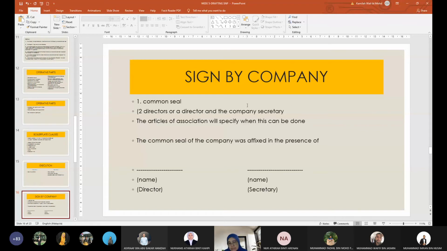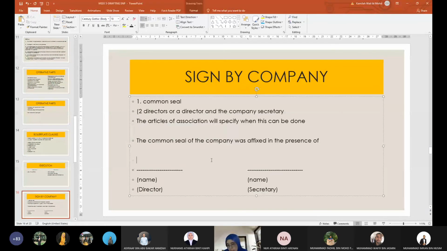So biasanya untuk attestation clause kepada company kita akan letak macam ni lah. The common seal of the company was affixed in the presence of, so salah seorang director dengan secretary atau director dengan director akan sign dekat sini, dan dekat tengah ni atau di kawasan ni kita akan letak the bulat punya chop tu yang company punya common seal tu dekat tengah-tengah ni.